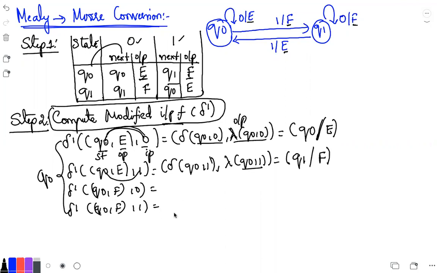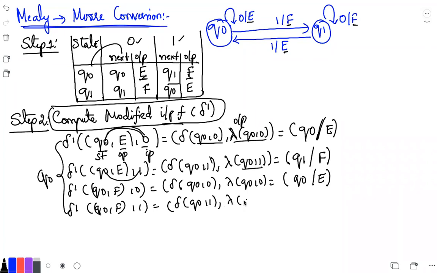Now you can carry on with the computation. So delta dash of Q naught on E with 0: transition of Q naught on 0, output of Q naught on 0. So Q naught on 0, the same itself now. Q naught by E. The same. Delta dash of Q naught on E with 1: transition of Q naught on 1, output of Q naught on 1. The same, Q1 by F. So Q naught is completed now. Take the case of Q1. So delta dash of Q1 on E with 0. Q1 on E with 1.